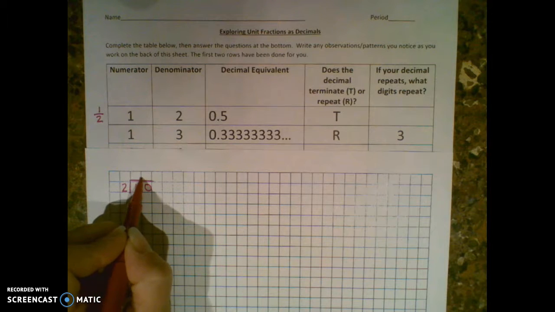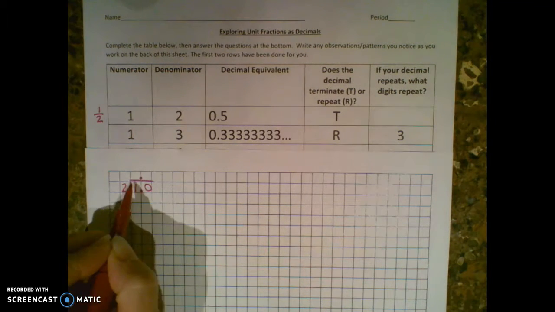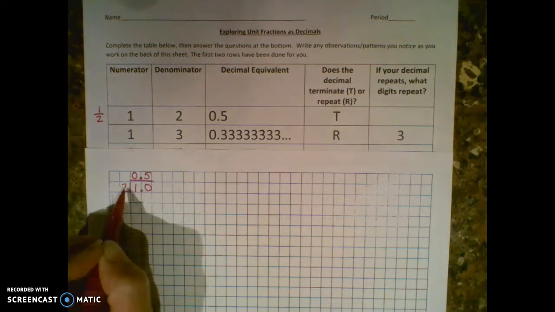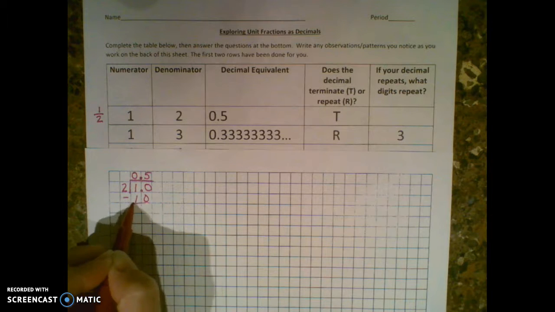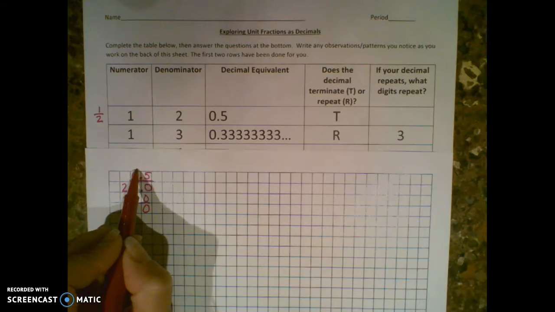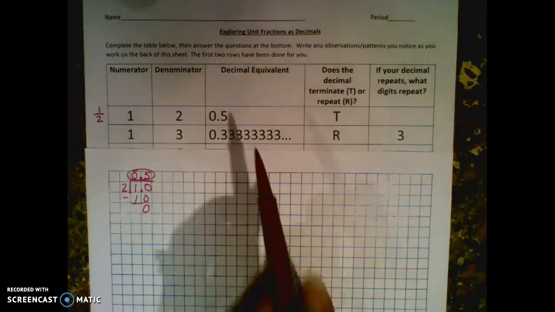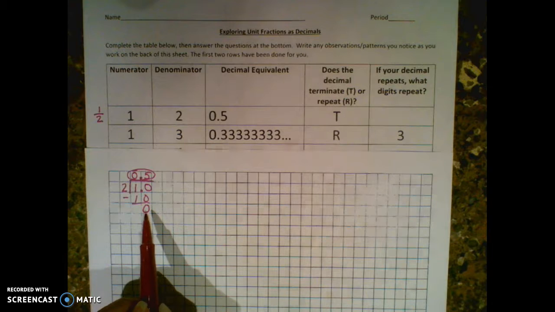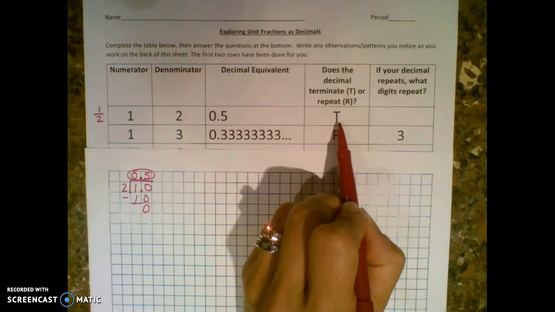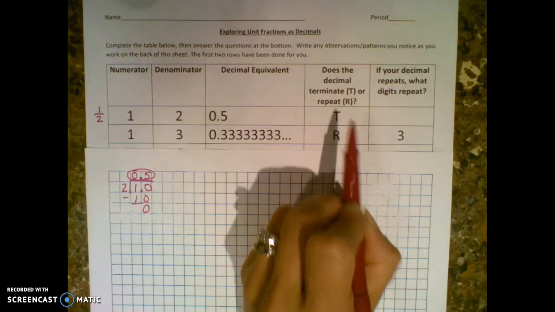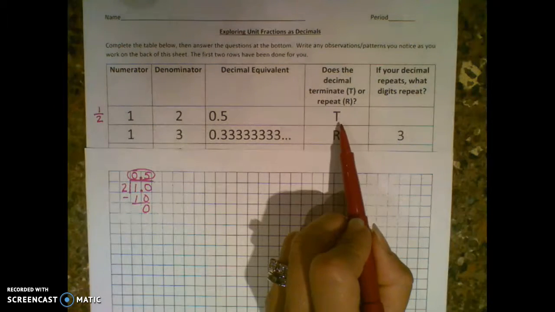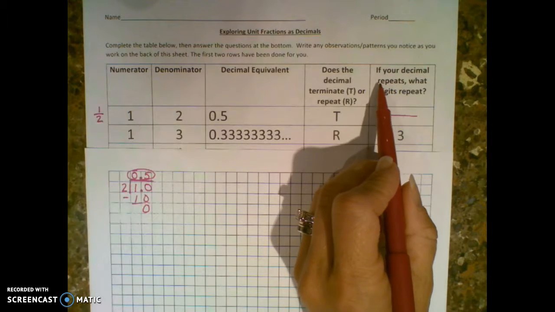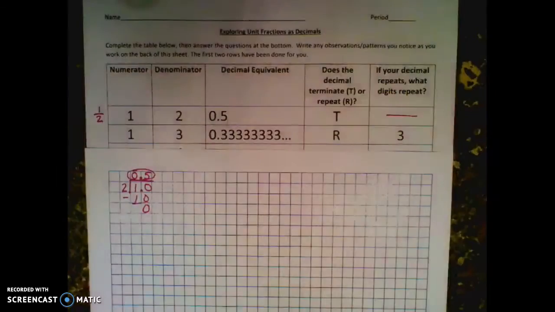I'm going to take that decimal and move it right up. So 2 can't go into 1, but it can go into 10 5 times. 5 times 2 is 10, and that gives me a remainder of 0. So here is my decimal equivalent for 1/2. Because I got a remainder of 0, we would call this a terminating decimal. So it stops, okay? Since this decimal does not repeat, I can't put an answer here, because if your decimal repeats, this is where you're going to write the digit that repeats.